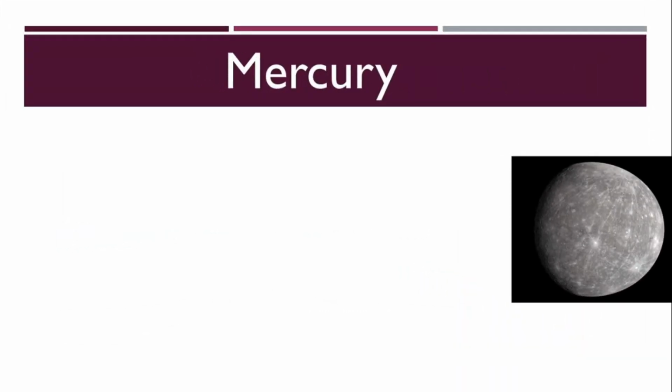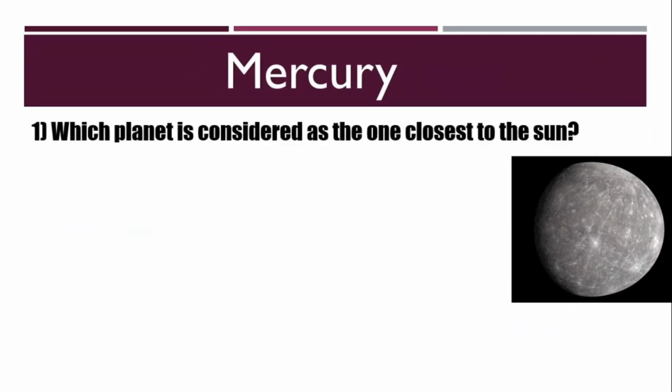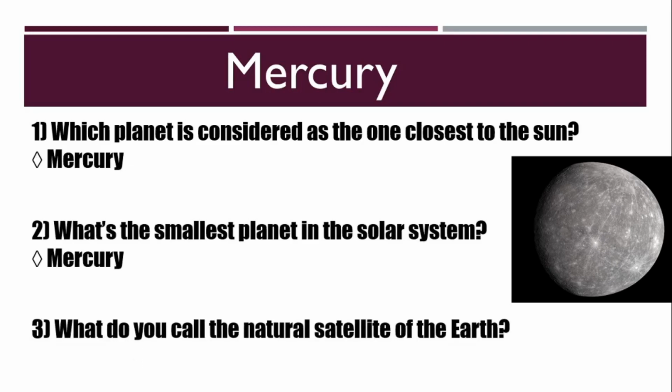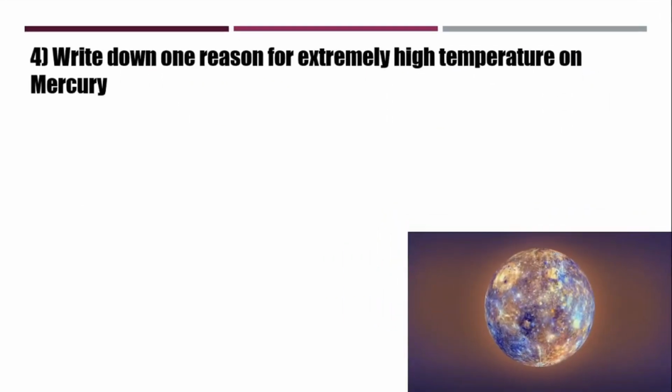Now it's time to talk about Mercury. Which planet is considered as the one closest to the Sun? The answer is very clear. The answer is Mercury. What is the smallest planet in our solar system? Mercury. What do you call the natural satellite of the Earth? Moon.